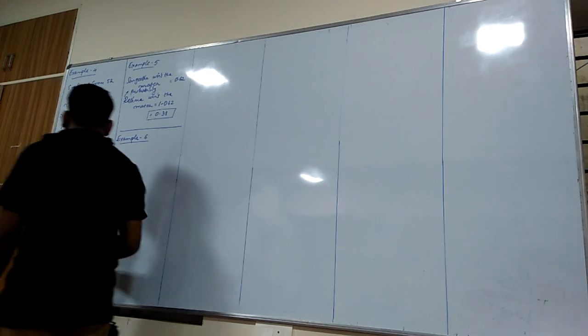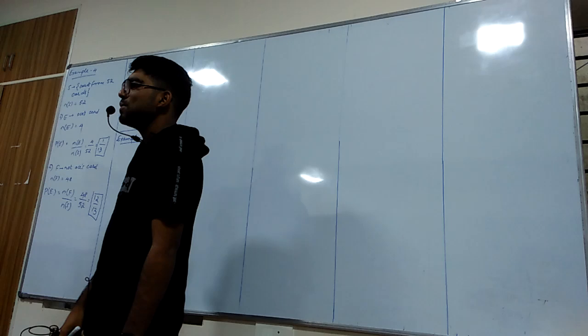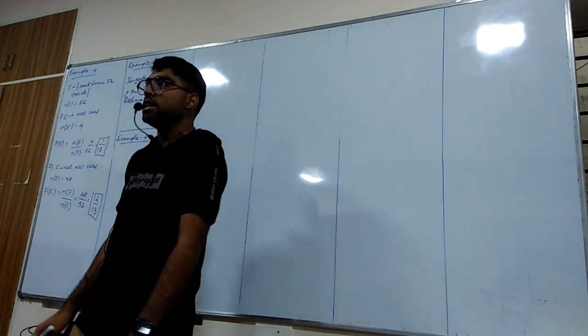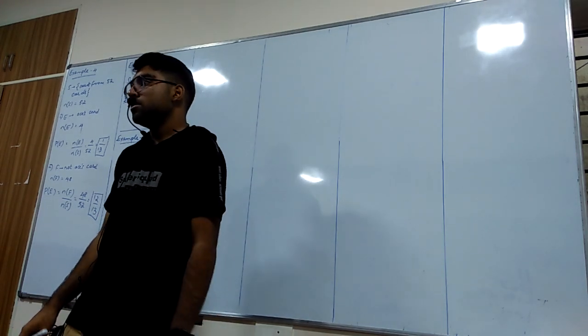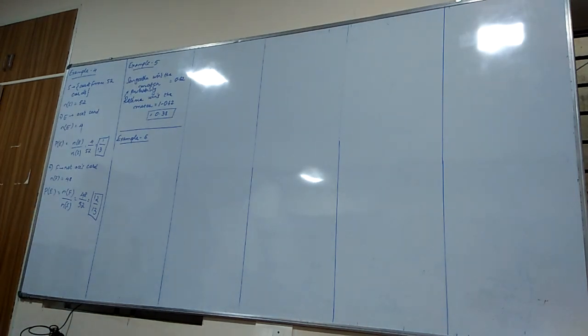Example number 6. More than exercise questions in this chapter, we have example questions. We have 13 examples. Half the things you can solve in the textbook.